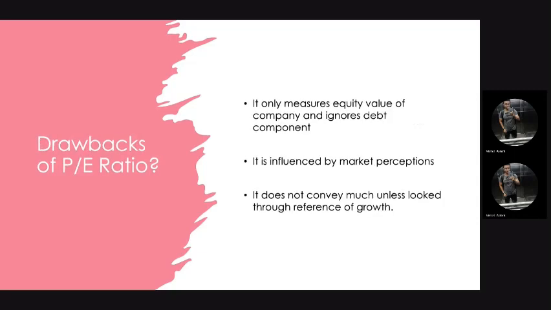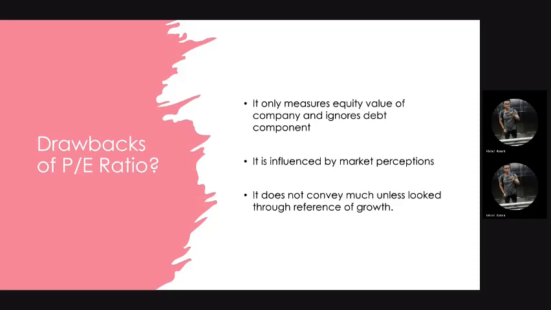The drawback of the PE ratio is that it compares the price of a share with the earnings that are available to shareholders. So it measures only the equity value of the company and it ignores the debt component. So companies that normally have high debt get a low PE ratio.